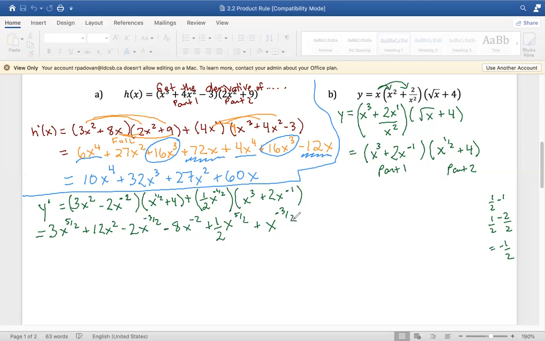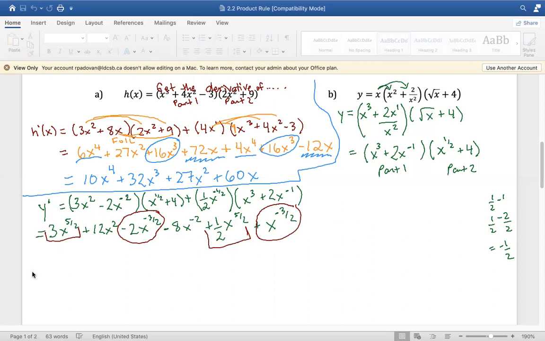So now let's collect like terms. Change my color. I have a 5 over 2 here. They have to be the same exponent. I have a 5 over 2 here. I have a -3/2 here. I have a negative 3/2 here. And then I have a positive 2 and a negative 2, just to double check. Yes, so those are separate.